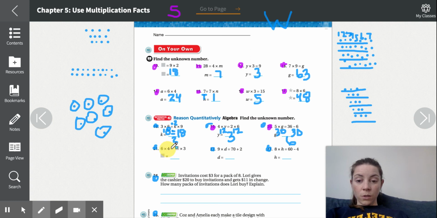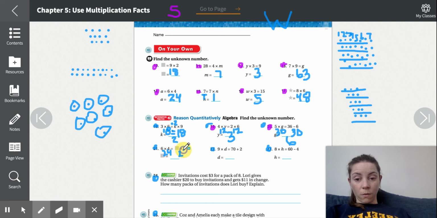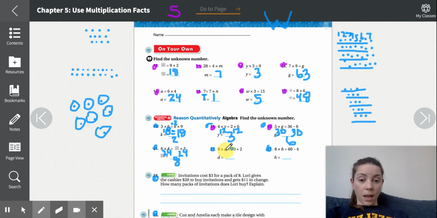Okay, let's see, which side should I start with? This side. 6 times 4 is 24. So this side must equal 24. What do you multiply by 3 to get 24? 8. Okay, which side? I can't do this side yet, but I can do this side. 70 plus 2 is 72. 9 times what is 72? 8.